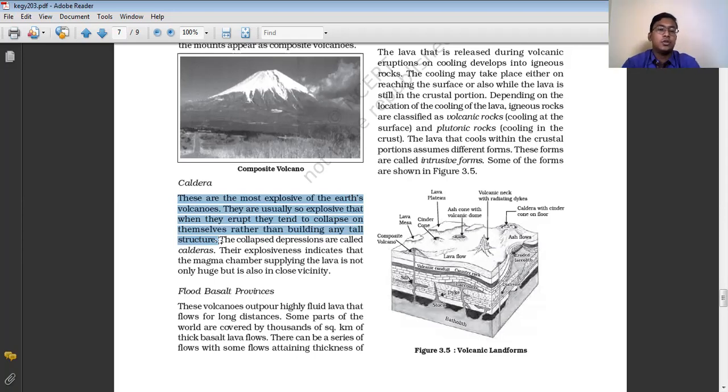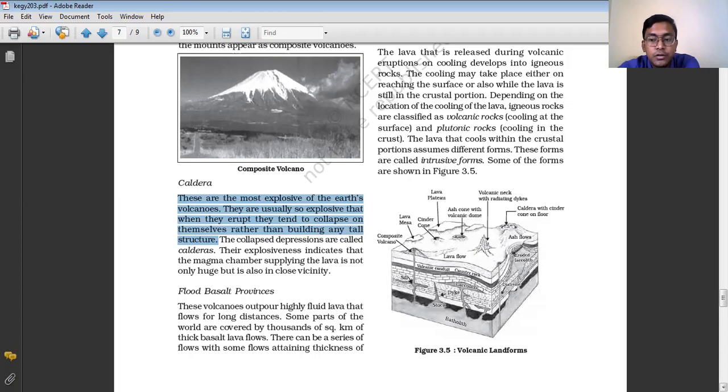So the most important characteristic of a caldera is that during the time of eruption, the topmost conical part breaks and falls on the cone only, and it forms a very large depression which is known as the caldera.